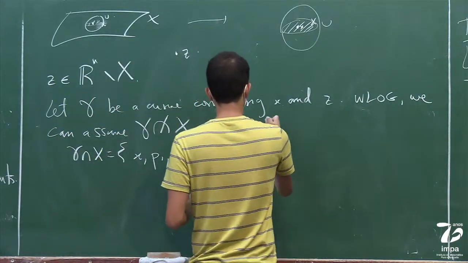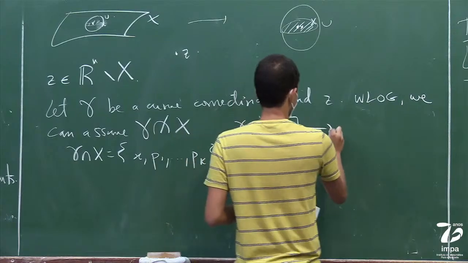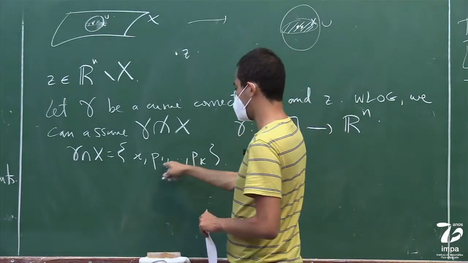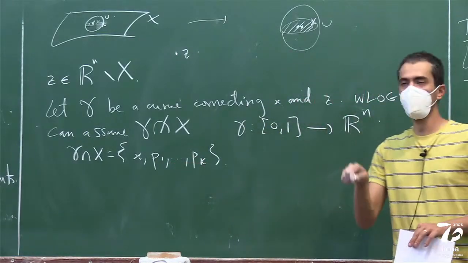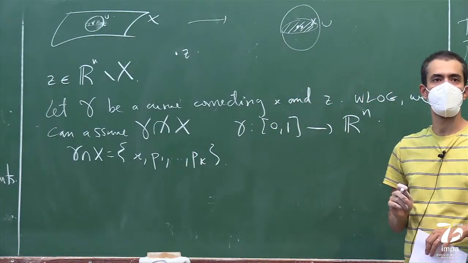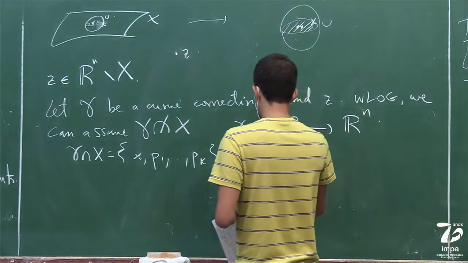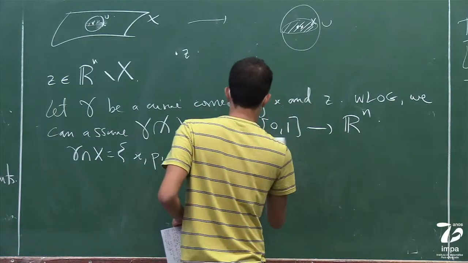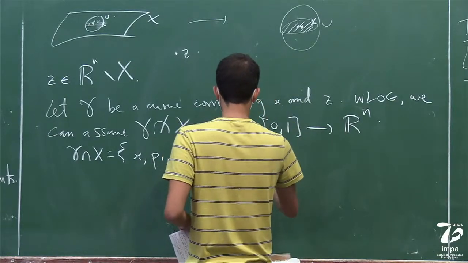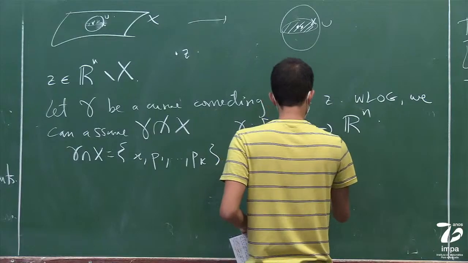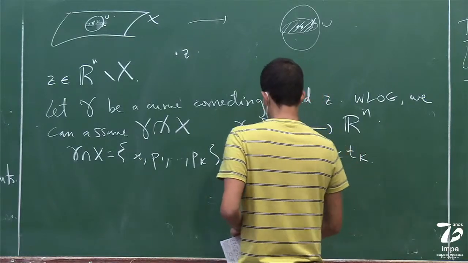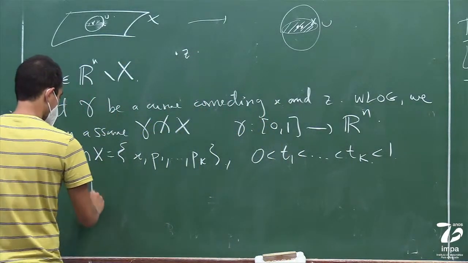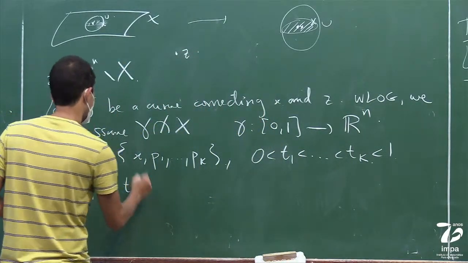So here I think of my curve as going from [0, 1] to Rn. And I have these points, and I'm ordering these pk's with respect to the time that they are attained. So that means gamma of tk is pk. So that means I have points 0, t1, ..., tk, 1, and I want gamma of ti to be pi.